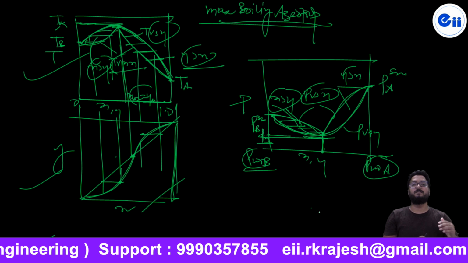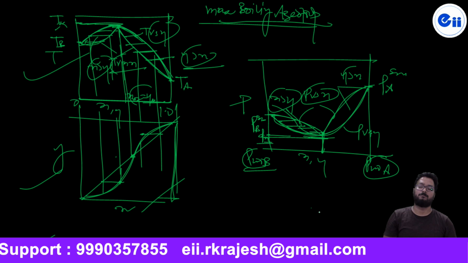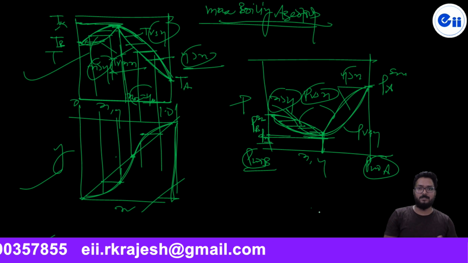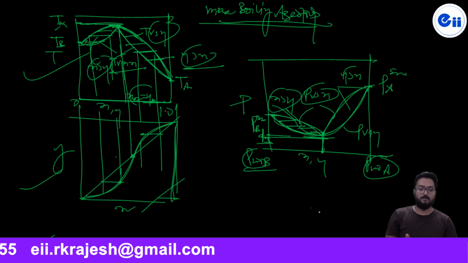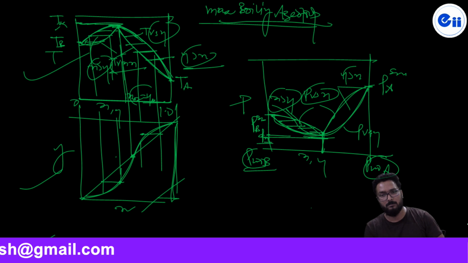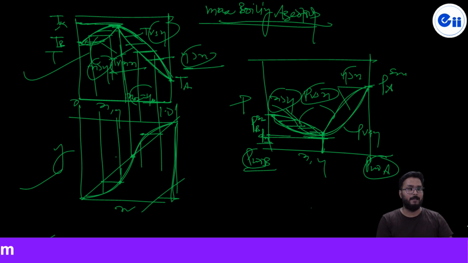Minimum boiling azeotrope is most common. The reason I told you: ethanol-water mixture, HCl-water mixture. So you have to go through a number of examples, and in the notes I have already given them to you. At least note down 3 to 4 examples of minimum boiling and one or two examples of maximum boiling, because it is less common.